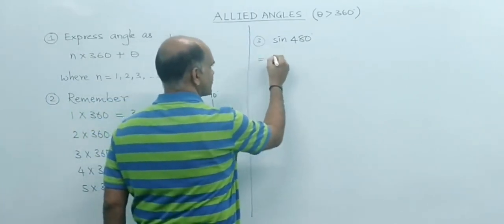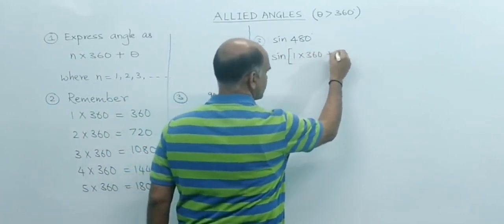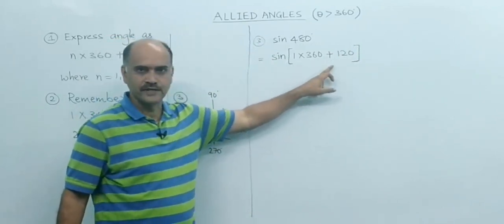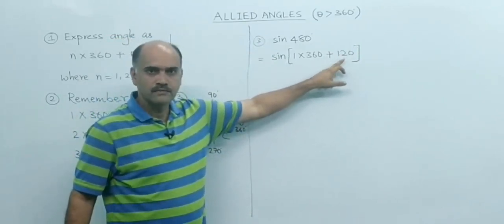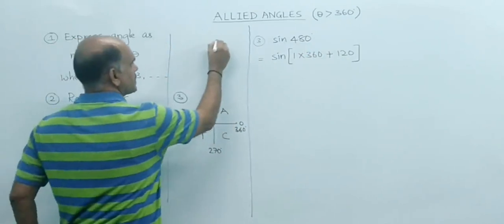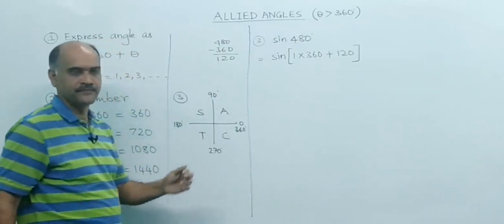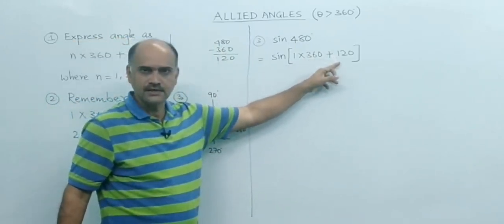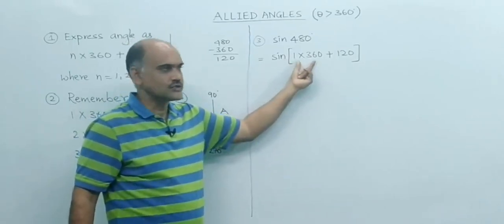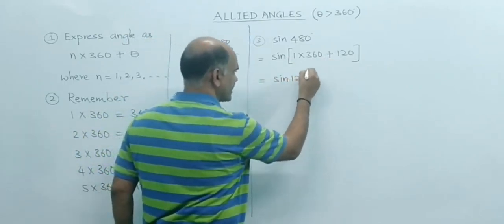So I can write this as sine of 1 into 360 plus 120. So how did we get 120? Since 480 is greater than 360, you subtract 360 from 480, and you will get 120. So 1 into 360 plus 120. Again by our method, you leave this term. So what remains? 120. So you will have sine 120 degree.